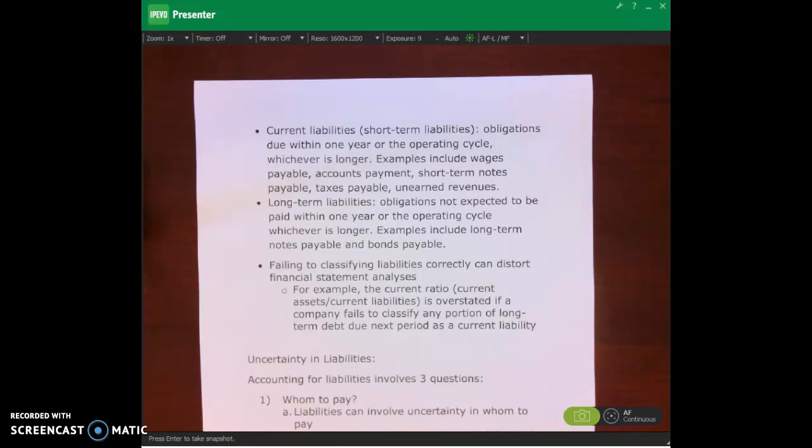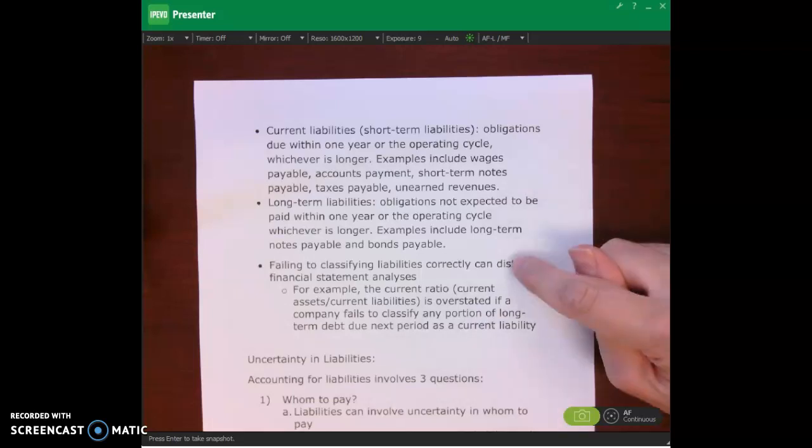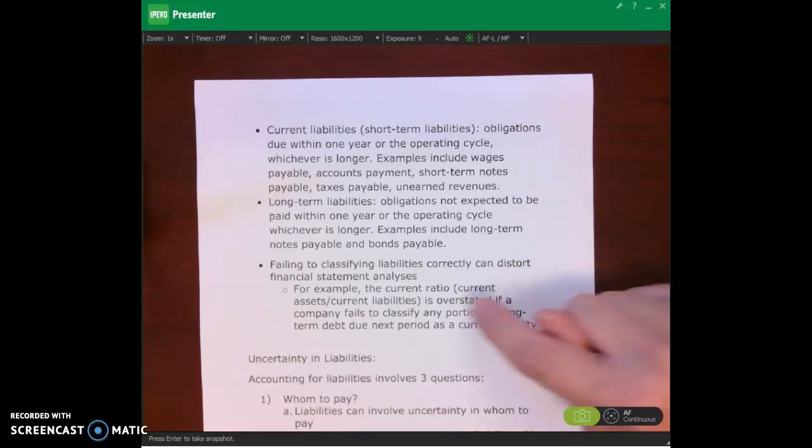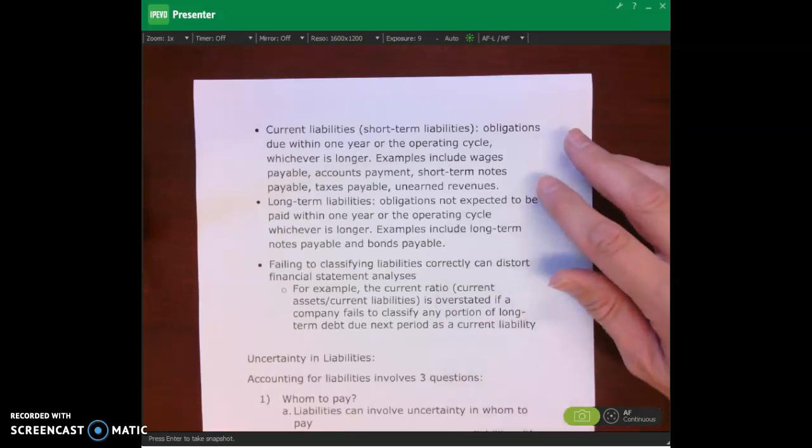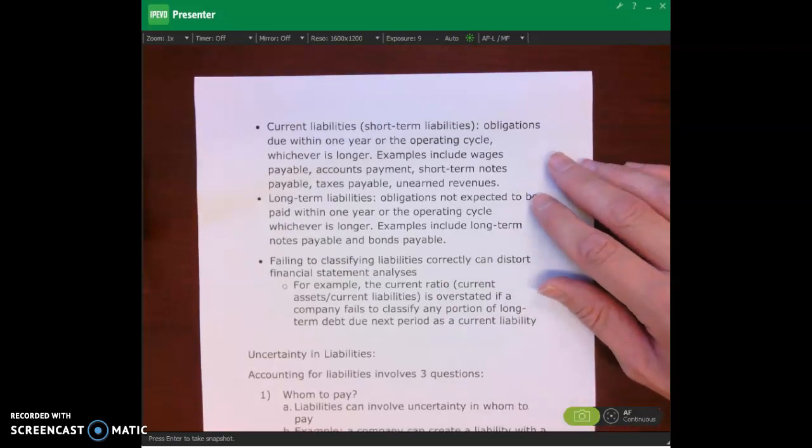So it's important to classify these correctly so that investors who are using these financial statements to make decisions can calculate ratios correctly and also interpret the financial statements correctly. It can distort our financial statement analysis, as in that example with our current ratio.